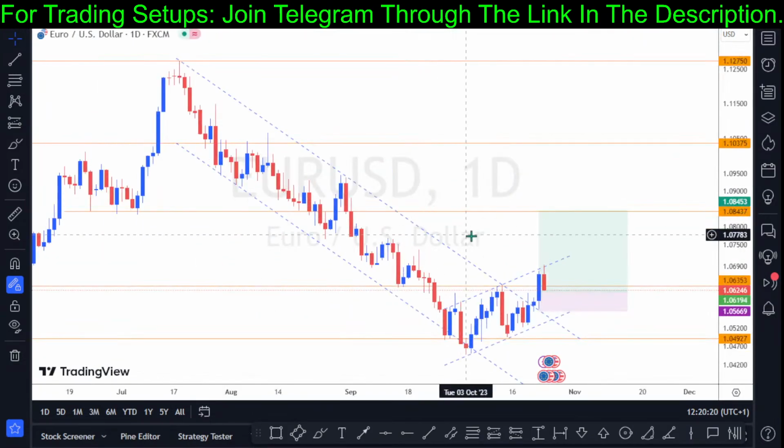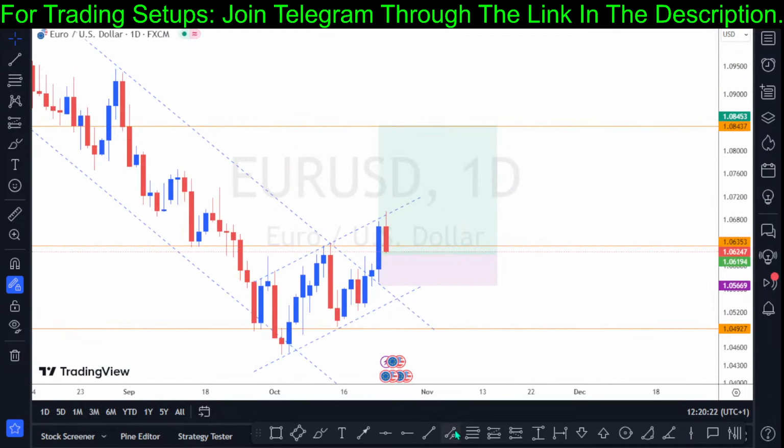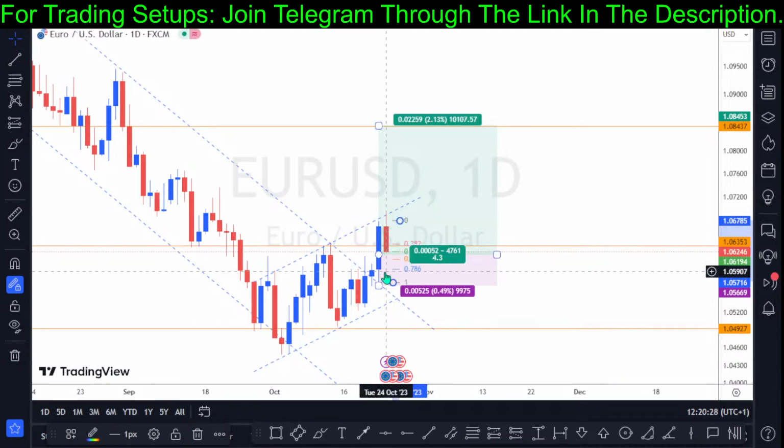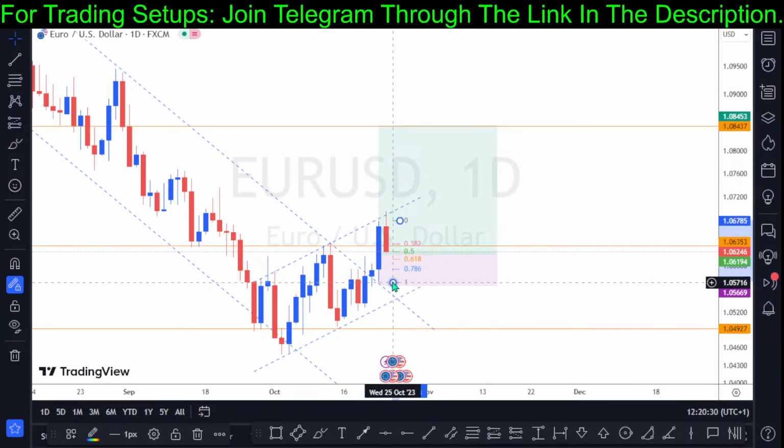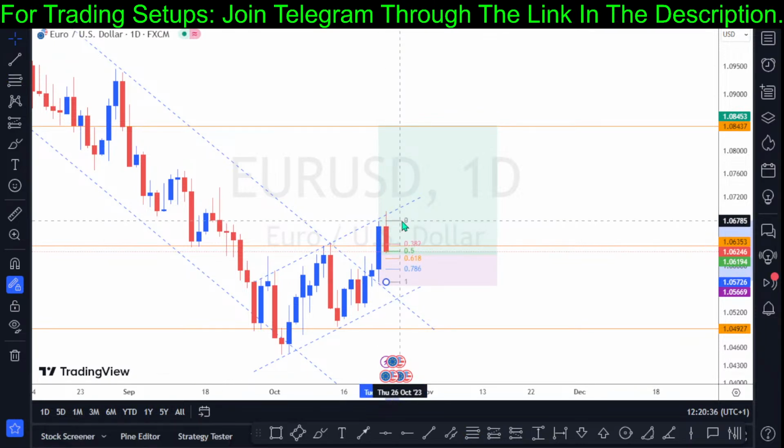I'm still looking out for buy opportunities on this asset. I'm still supporting the buy opportunity. So I'm going to be very, very careful and patiently wait to see how price is going to react, right? So that is my view on the Euro USD.